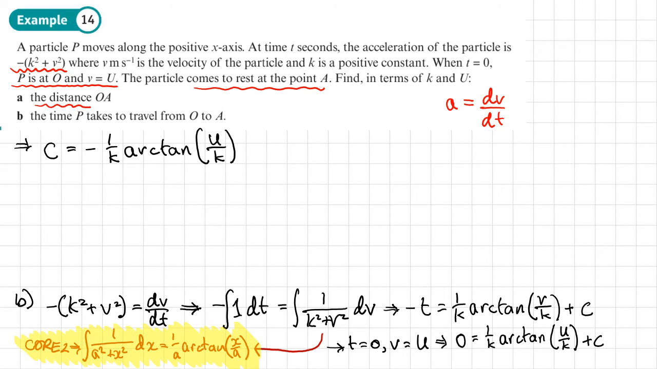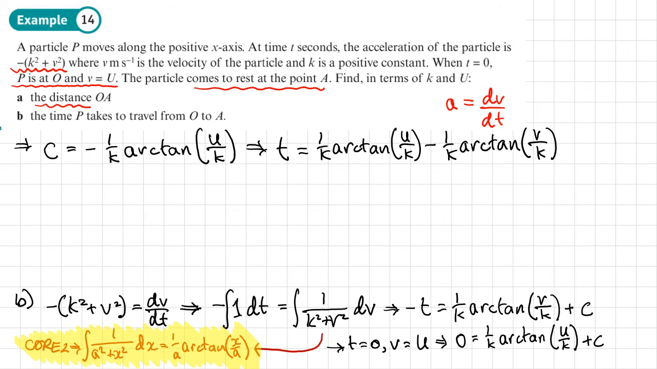So my full expression for t, sorry, or negative t, and again like the previous one, what I'm going to do is bring the negative t over to the other side, so then that will become a positive constant, 1 over k arctan of u over k, and then this part here becomes negative, so minus 1 over k arctan of v over k. So we can use this now to find the time it takes to travel from O to A.